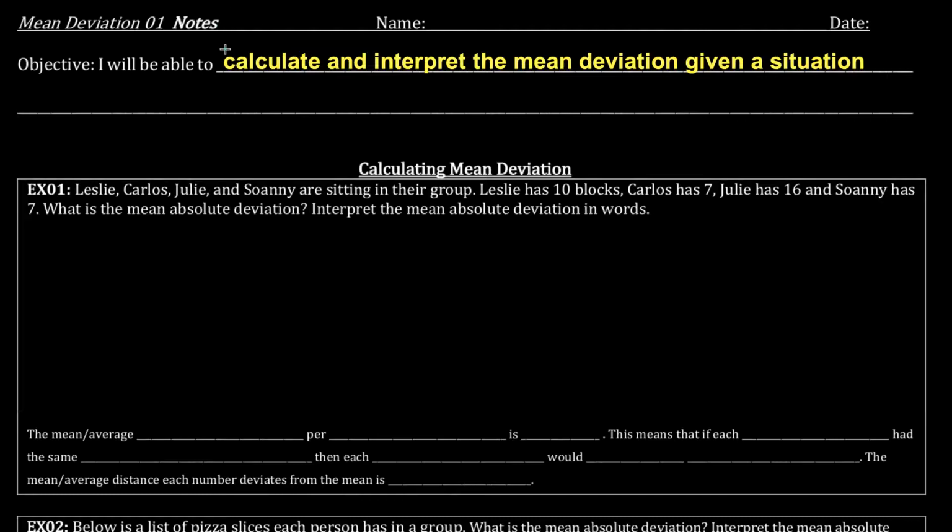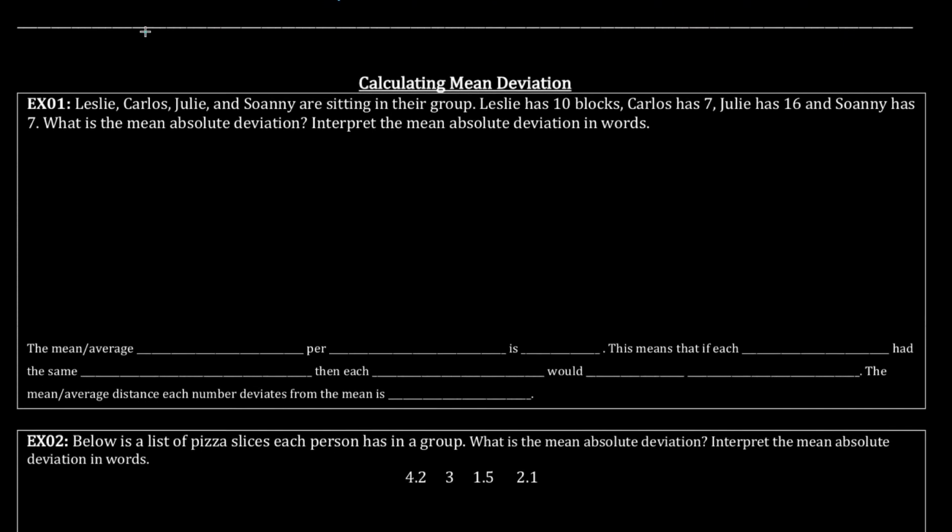All right, so in this lesson, we will calculate and interpret the mean deviation. Give it a situation, so it's easier just to show you what mean deviation is, or explain it as we go along, right? So Leslie, Carlos, Julie, and Tawani are sitting in their group. Leslie has 10 blocks, Carlos has 7, Julie has 16, Tawani has 7. What is the mean absolute deviation?